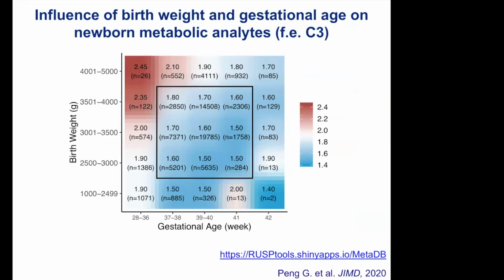Here's an example of the influence of birth weight on the y-axis and gestational age on the x-axis for metabolic marker levels. In this analysis, we studied a cohort of 100,000 screen negatives, healthy newborns, which we divided into 25 groups defined by birth weight and by gestational age. The color code indicates the median levels of a particular marker. In this case, it is propionylcarnitine C3 for each of the groups, with the group size shown in parentheses.